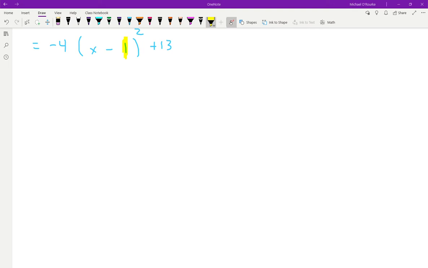Okay. So one last one here. I'll do this back in. Let's go back to black. So y equals negative a half x squared plus 6x plus 5.